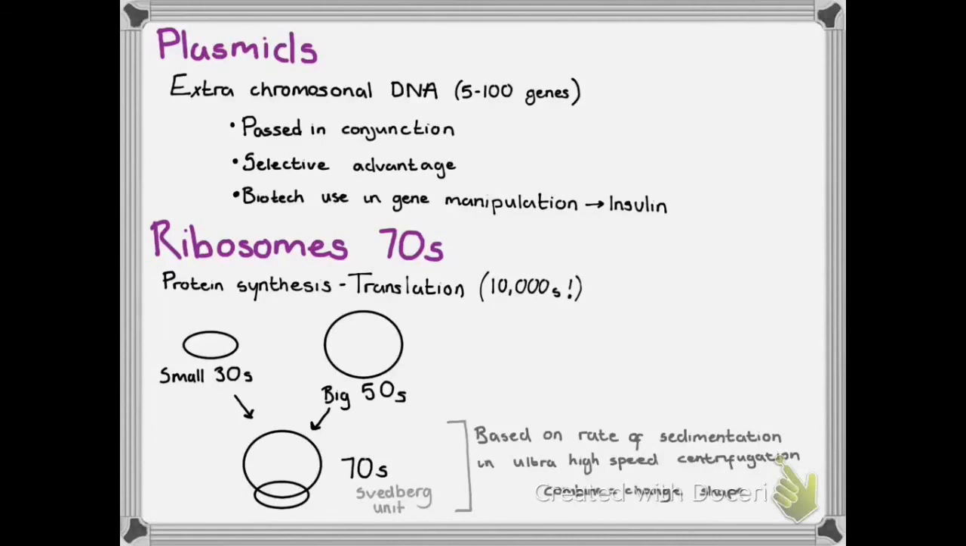So the S stands for Svedberg units, which is the rate of sedimentation when they undergo ultracentrifugation, when they're put in a centrifuge at really high speeds. When you combine two things, the shape changes, and because the shape changes, it means they have a different rate of sedimentation than a 30 and a 50 added together without a shape change would. So they have a different rate, which is 70S instead.